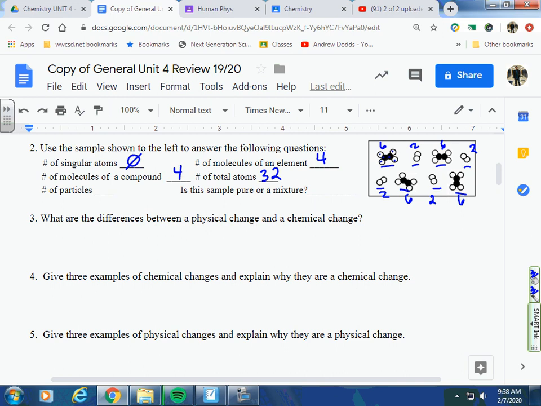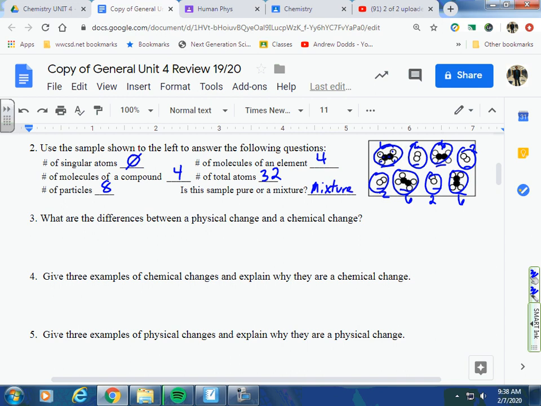Okay, number of particles. So how many pieces do I have in there? 8. 1 piece, 2 piece, 3 piece, 4 piece, 5 piece, 6 piece, 7 piece, 8 piece. Is this sample pure or a mixture? It's a mixture because I have more than one type of particle.